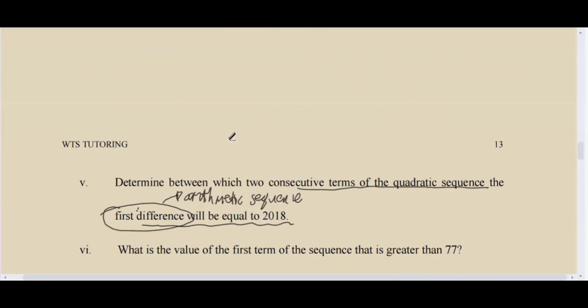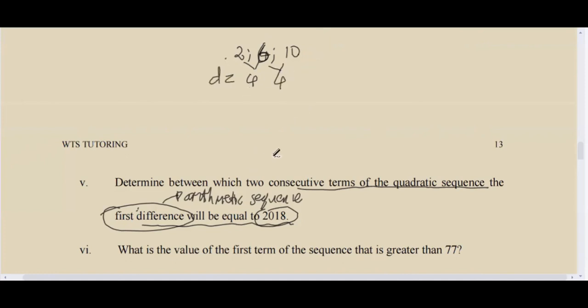Now, we want the two consecutive terms of the quadratic sequence, whereby we will find our first difference, our arithmetic sequence, being 2018. So this has to do with the arithmetic sequence. Remember, our arithmetic sequence was 2, 6, and 10. 2, 6, 10. So the difference here was 4, right? So the difference was 4, and then this is our D.